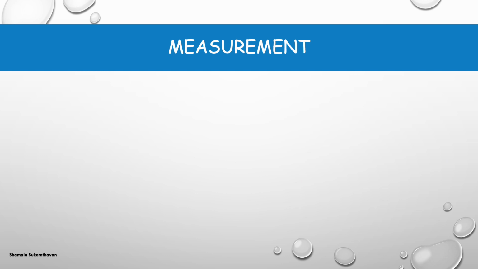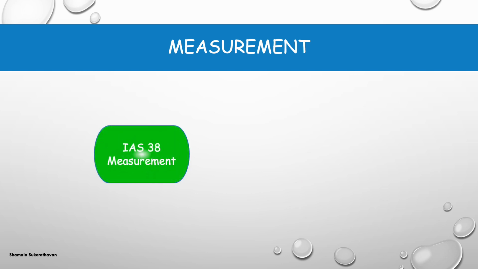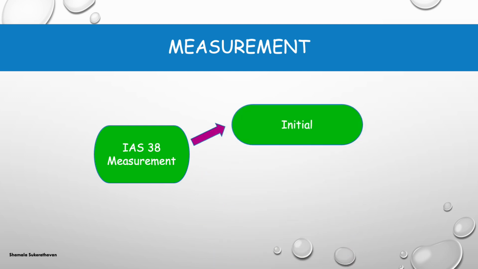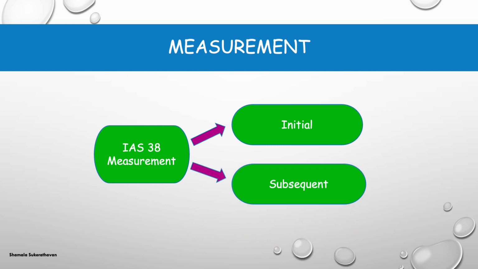Moving on, let's look at the measurement principles of IAS 38. And as we have seen before in IAS 16, Property, Plant and Equipment, and IAS 40, Investment Property, this is broken down to initial measurement, being measurement at recognition date, and subsequent measurement.